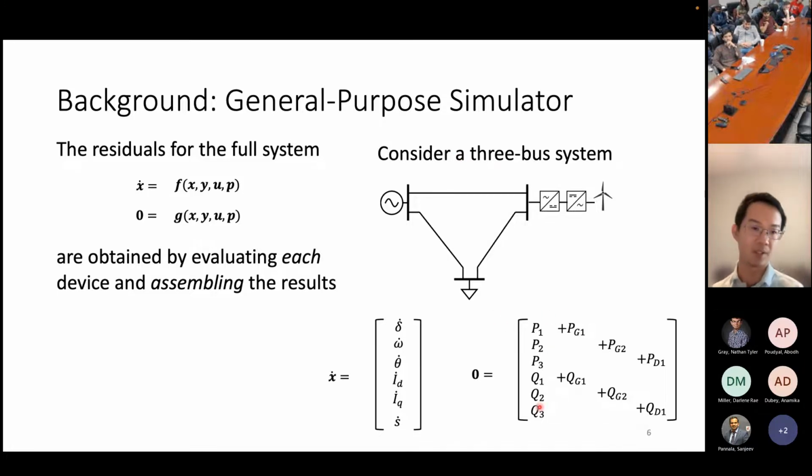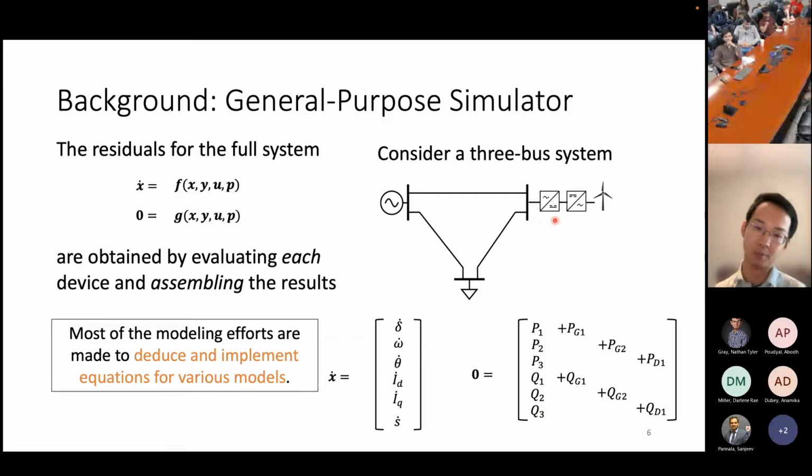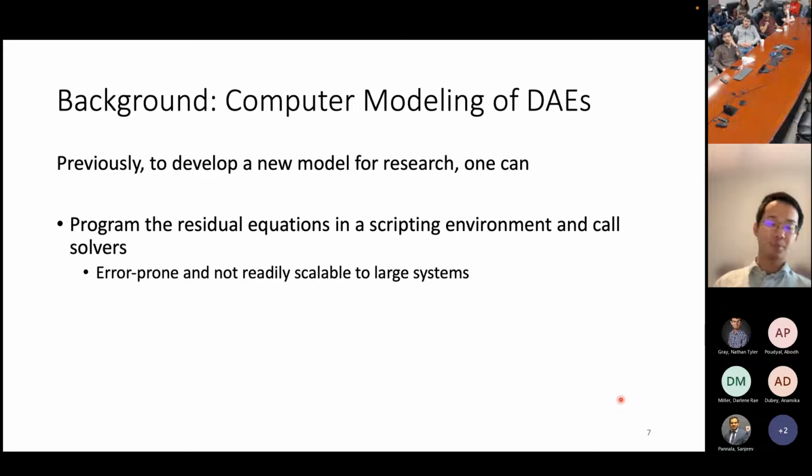As we can see in this process, it involves a lot of those models, and in a typical industry simulator, there are several hundreds of models. And most of those modeling efforts are made to deduce and implement equations for various models. For example, those renewable models are highly complex to calculate the derivatives and figure out the power injections into the network.